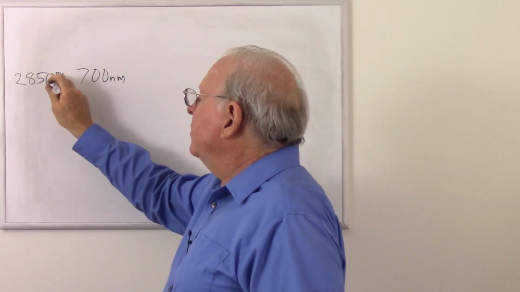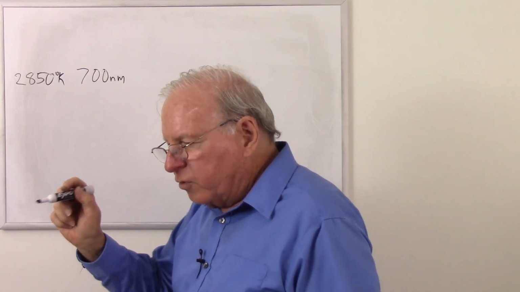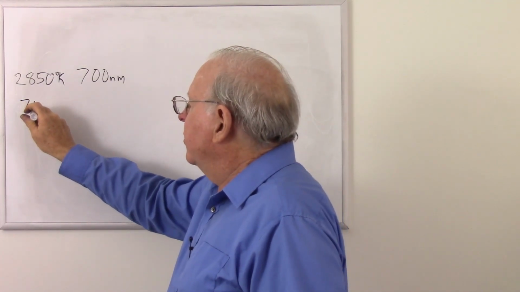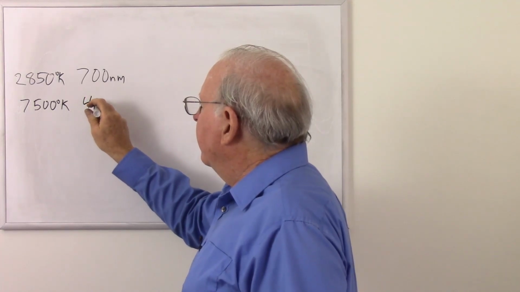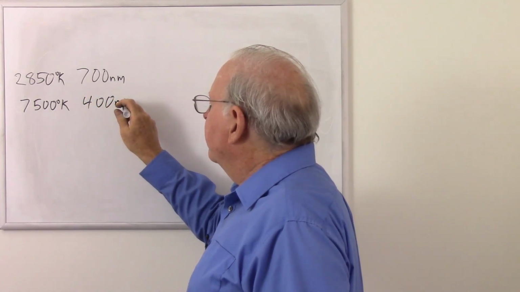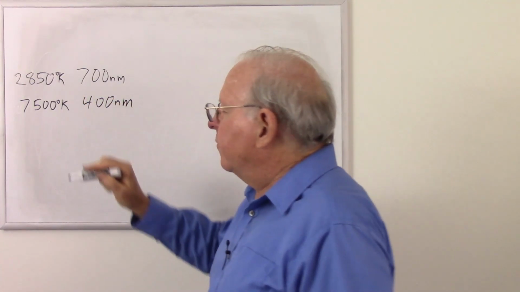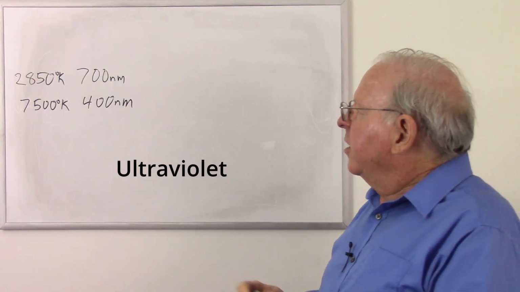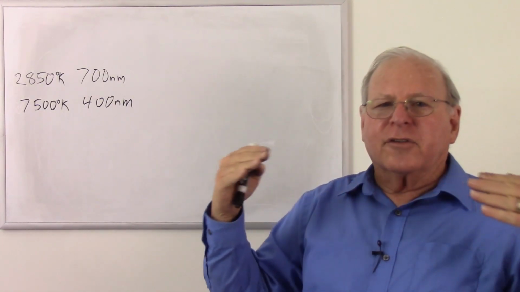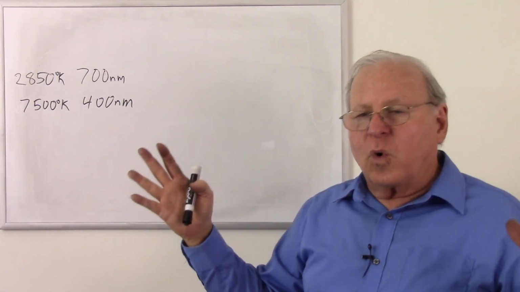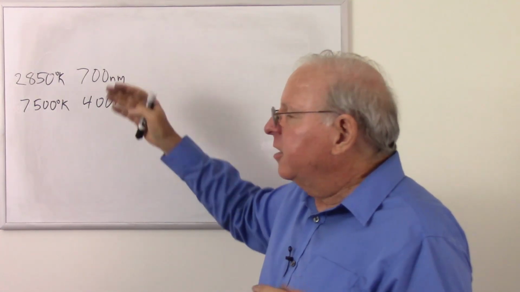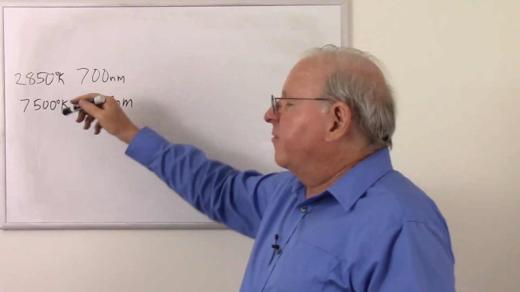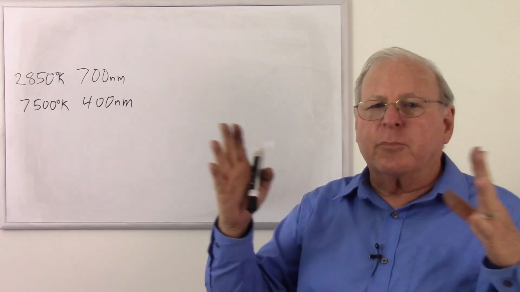2850 degrees Kelvin. Once we get up to 7500 kelvins, now we're at 400 nanometers. So now we're getting up into the ultraviolet range. And so somewhere in the middle is something like the sun producing this white light. So this is going to tend to be bluish. That's going to tend to be very reddish. The sun is about halfway between, producing very white light, a very broad spectrum.